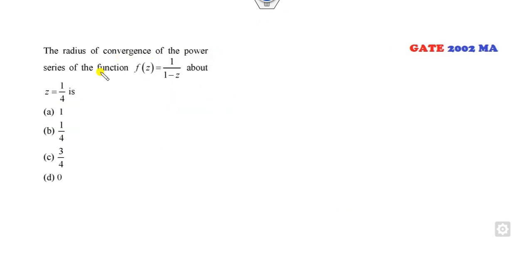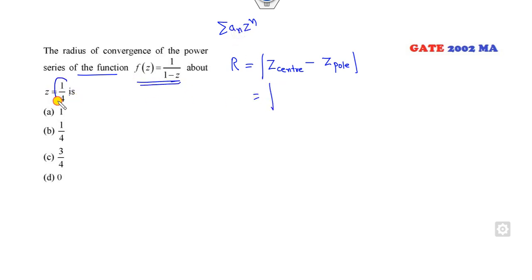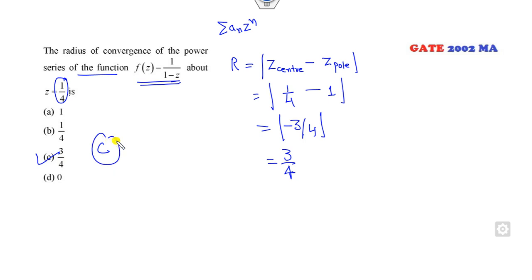Okay, the radius of convergence of the power series here. Again the same rule, the simple shortcut trick of this one. Why? Because we are unable to write this function in terms of this. So what is the center? The center is 1 by 4. Can you find the pole of this series? It is 1. So the right answer is minus, but the absolute value is plus 3 by 4. C is the right answer.